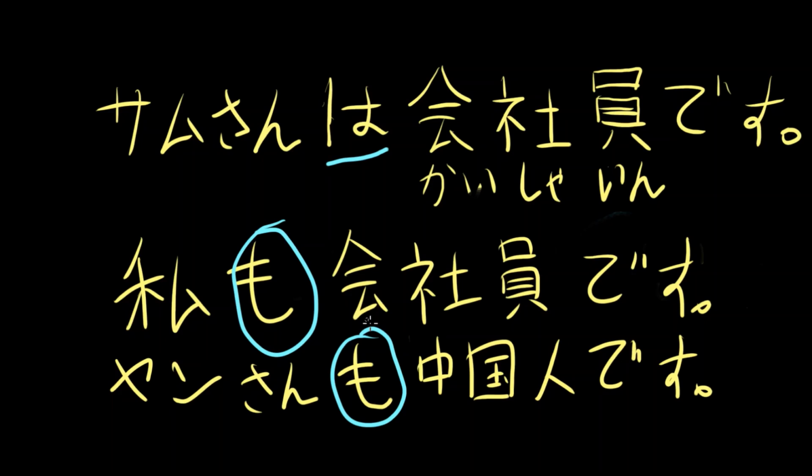Now, usually you only use it if it's been mentioned before. You can't just suddenly say that. So, for example, in this case, サムさんは会社員です。It's okay to say 私も会社員です because somebody's already mentioned that somebody's a 会社員. If you just randomly went up to somebody and said 私も会社員です, that would sound a bit strange because nobody's mentioned 会社員. So it's only if it's been mentioned before in conversation. Righto, let's have a look at a conversation.